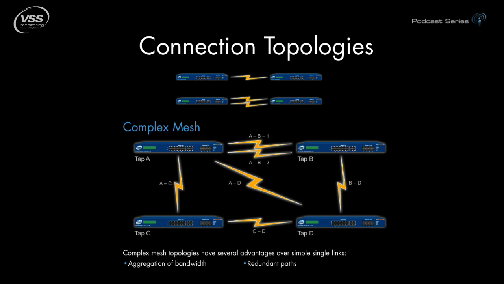There's also complex mesh topologies, or basically any topology is possible with vStack Plus, as the taps will automatically detect all of the vStack Plus links in the network. So simply configure any of the ports on any VSS tap to vStack Plus mode, and you can connect multiple links between taps or multiple mesh topologies or any kind of topology you can think of. This gives you great flexibility as far as what kind of topology you need for your monitoring system and does not limit you to a specific topology.